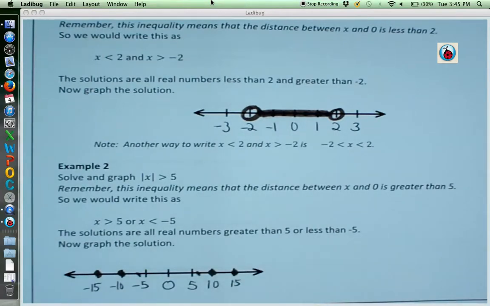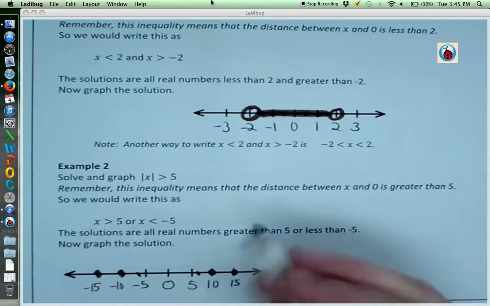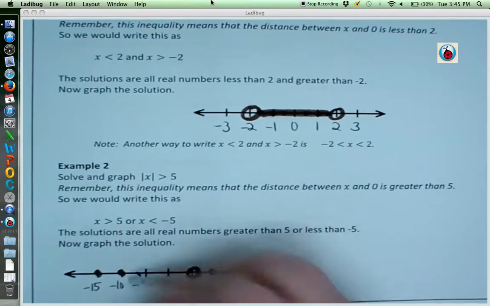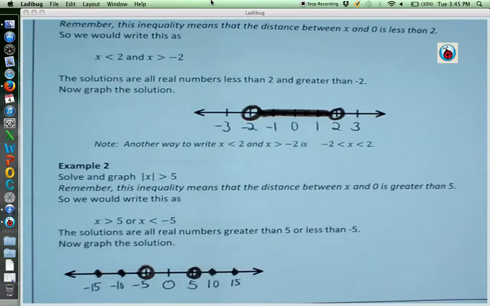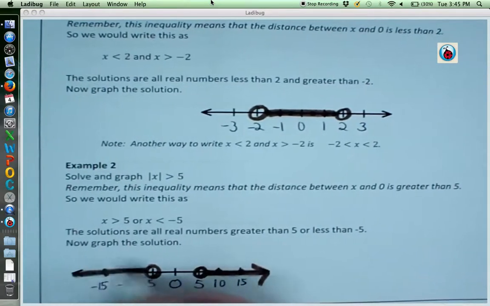I cannot actually go a distance of 5. I want my distance to be greater than 5, more than 5. So 5 would be too short. So I'm going to mark 5 with an open circle as my boundary number. That's where I'm stopping my shading. And I don't want to shade anything in between because that would not be a distance of more than 5. So it looks like everything to the right of 5 and everything to the left of 5 is going to be part of my answer.